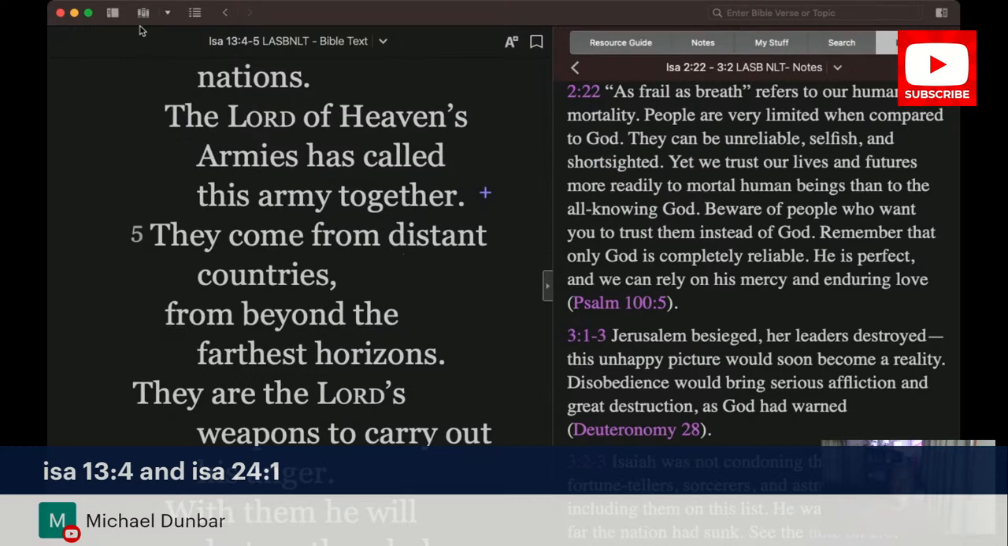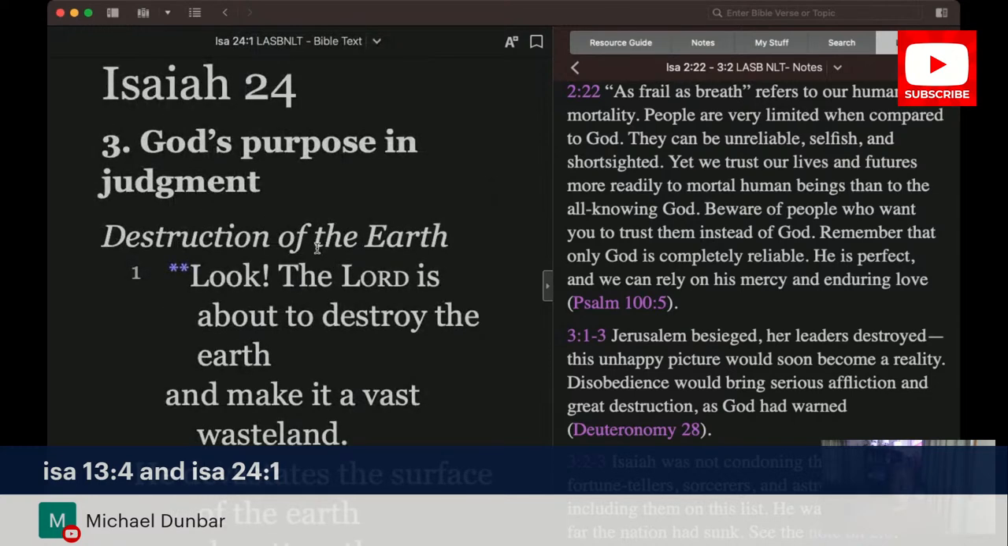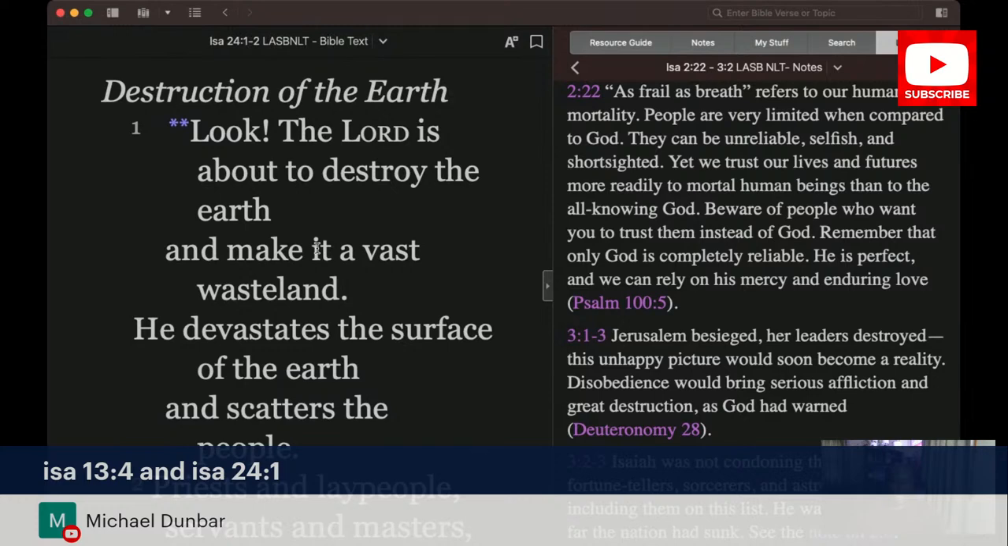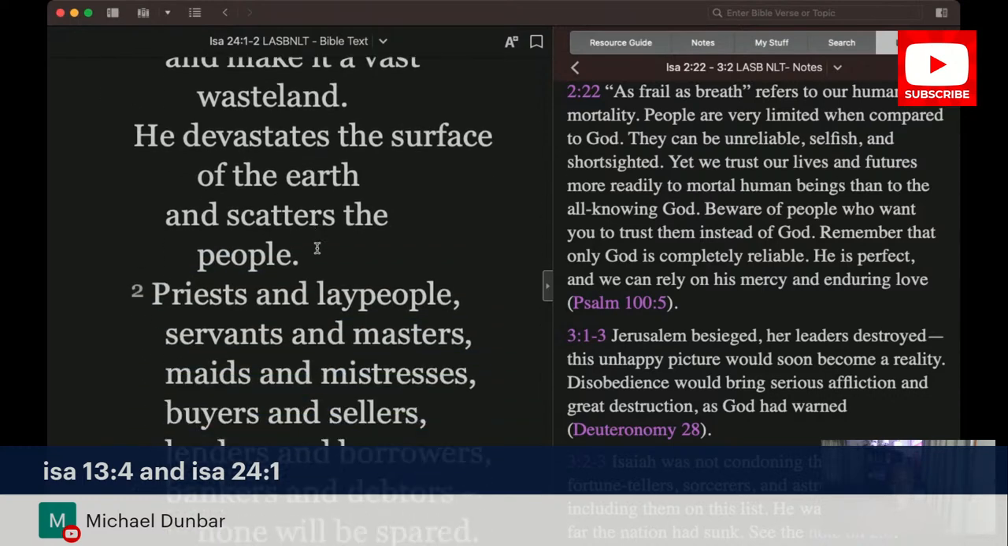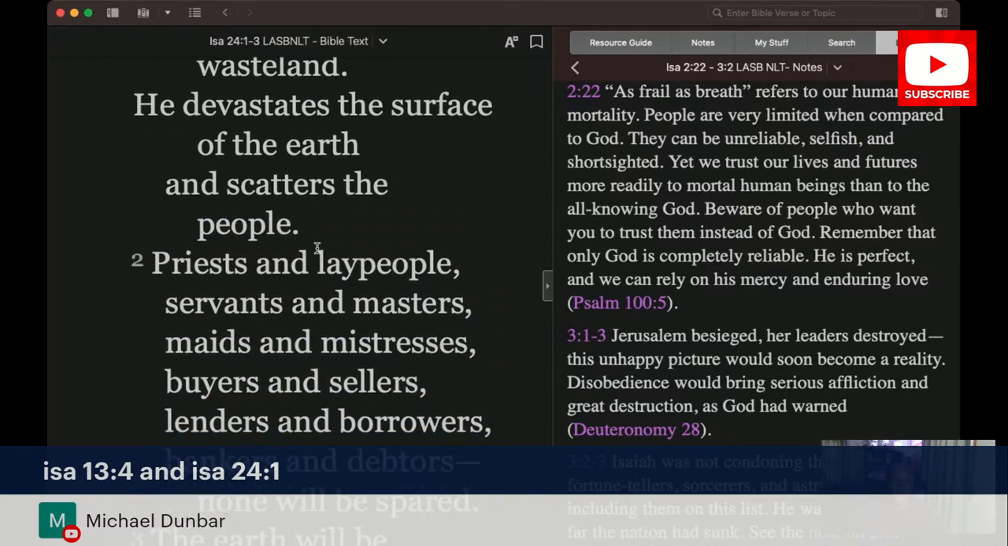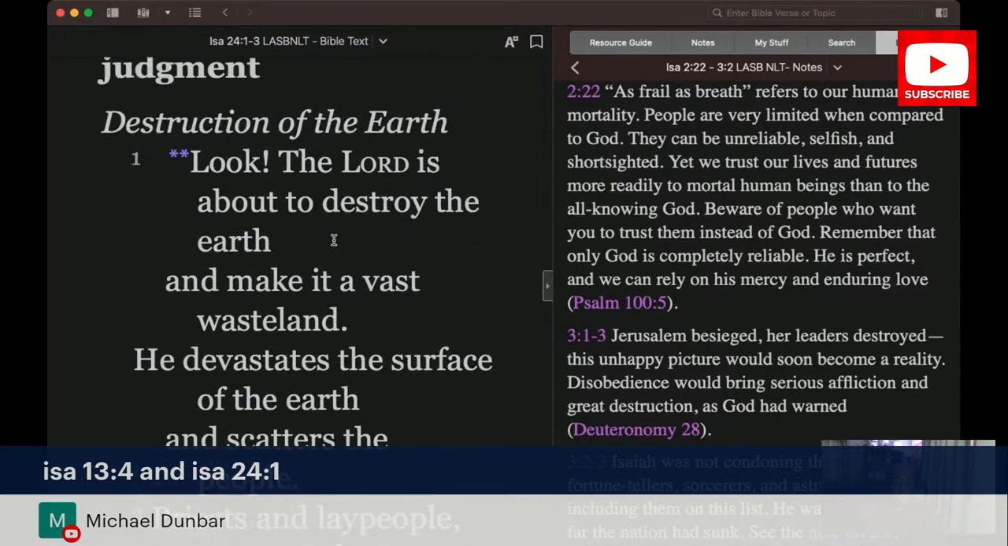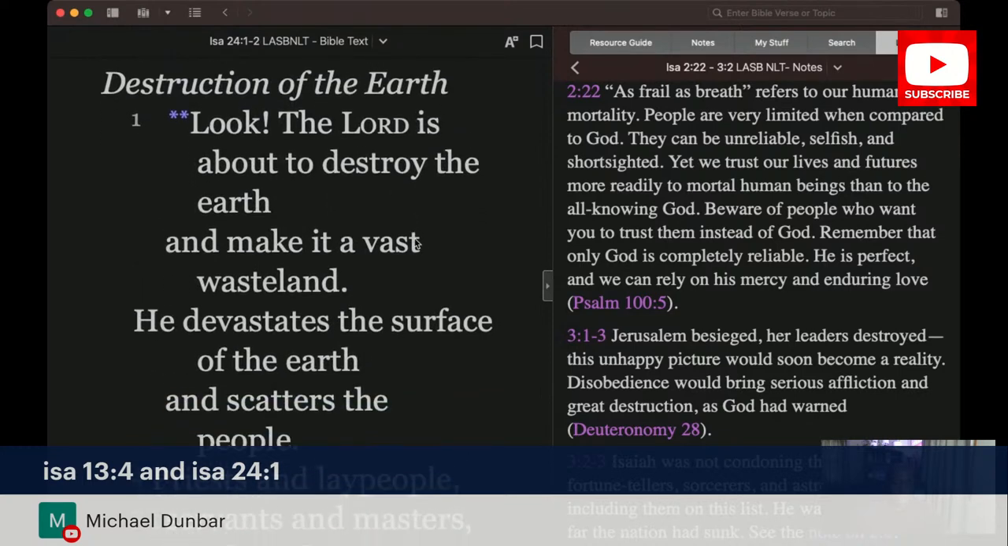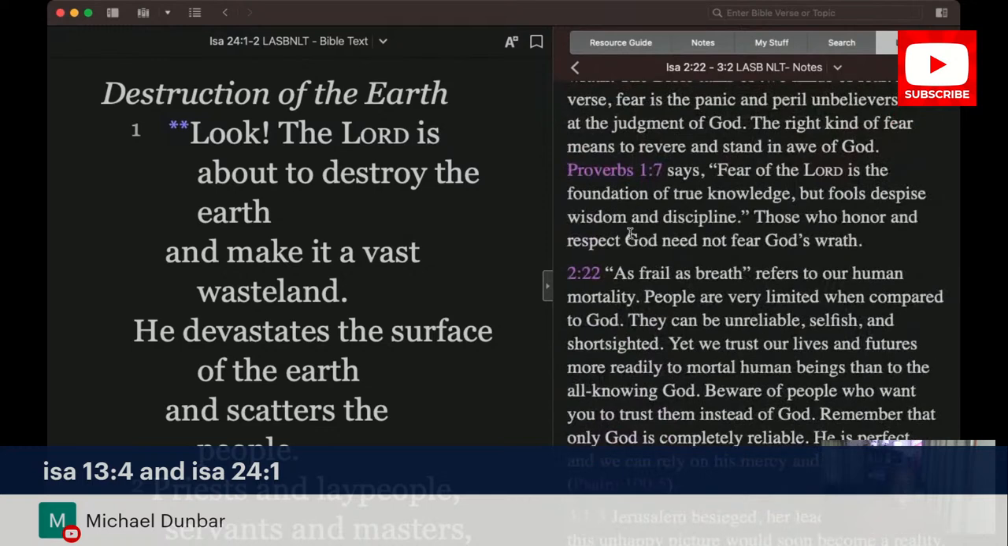Also, we look at Isaiah chapter 24, verse 1. Isaiah chapter 24, verse 1, it tells us this. Look, the Lord is about to destroy the earth and make it a vast wasteland. He devastates the surface of the earth and scatters the people. The Life Application Study Bible tells us this. I don't know why it's not coming up.